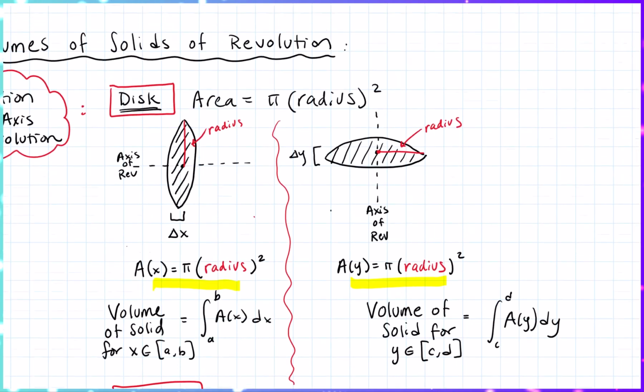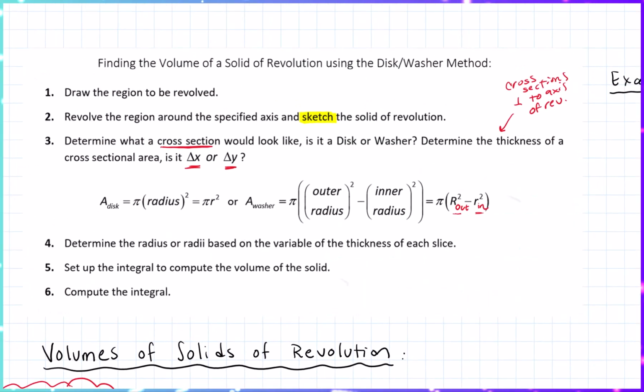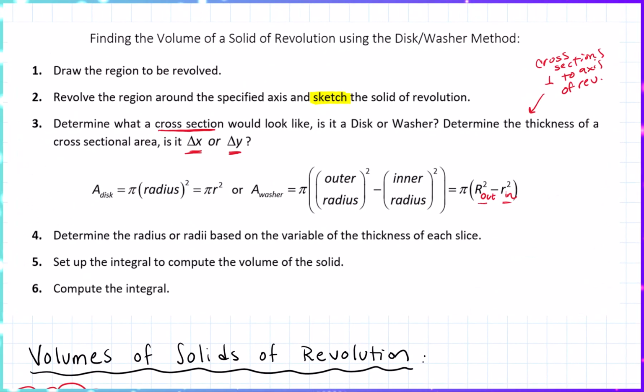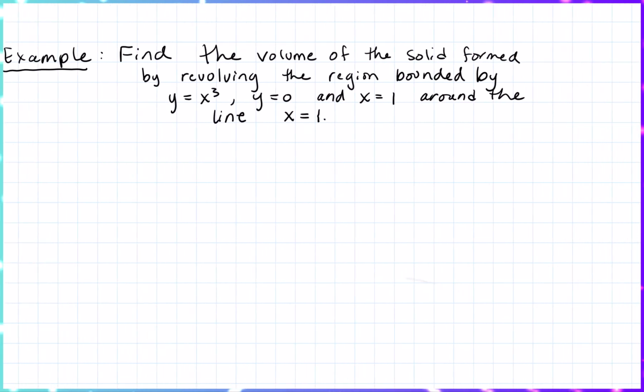We're going to follow our steps just like we talked about last time. Draw our region, revolve the region around the specified axis, sketch the solid as best we can, determine what the cross section is, and if it has a thickness of delta x or delta y, set up the area formula and determine those radii, or radius if it's a single radius for a disk, and then set up the integral and compute. So let's do it.